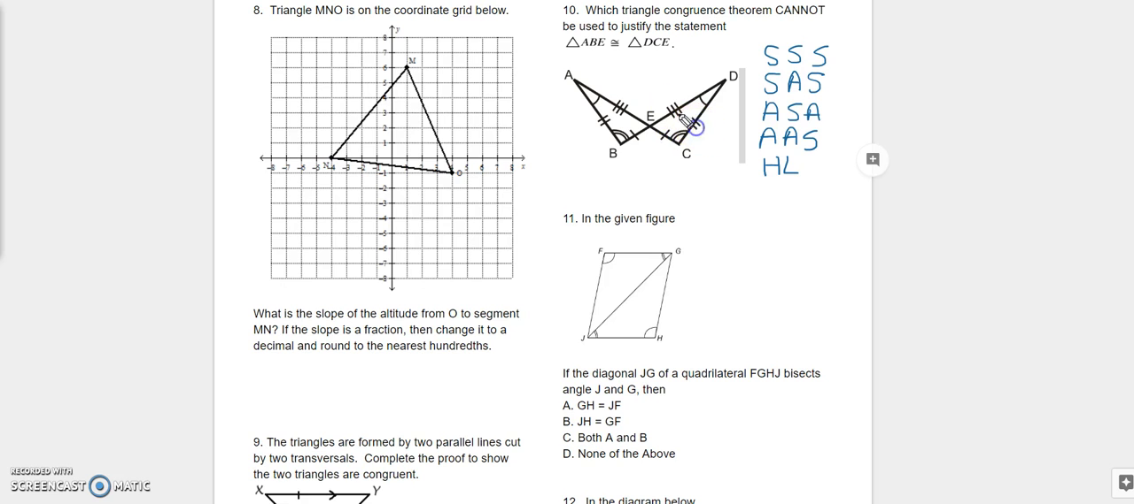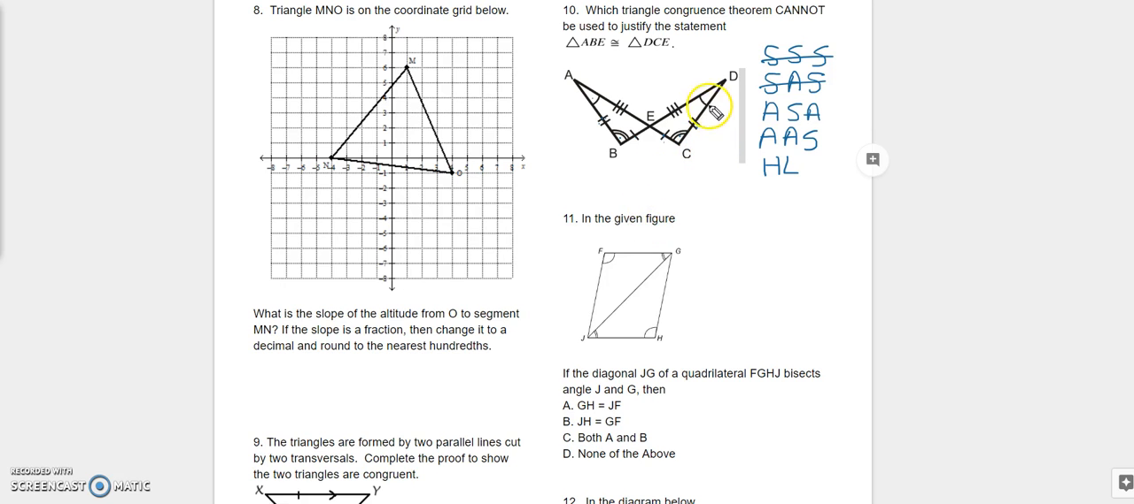I have 1, 2, 3 sides on one triangle congruent to 1, 2, 3 sides on that one. So because I can prove it, that's not my answer choice. Side, angle, side. Okay, well, here's one side, here's an angle, here's a side, and I have that same side, angle, side in that triangle, and I actually have it twice because I have it with the second side, the single angle, and this third side too. So I have side, angle, side twice, which means that's not my answer choice.